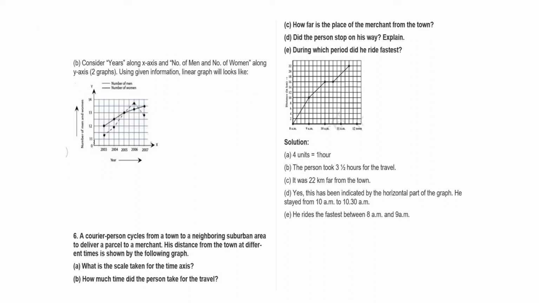Yes, now question number 6. In our question number 6, what is the question here? A courier person cycles from a town to the neighbor urban area to deliver a parcel to a merchant. So all the questions are here. This is our graph. Okay, yes, the question is here.